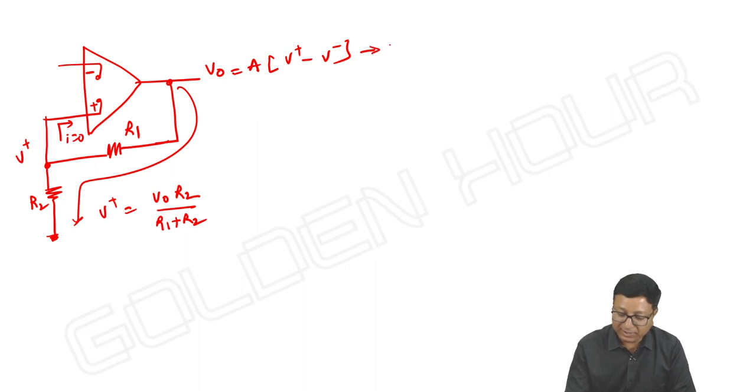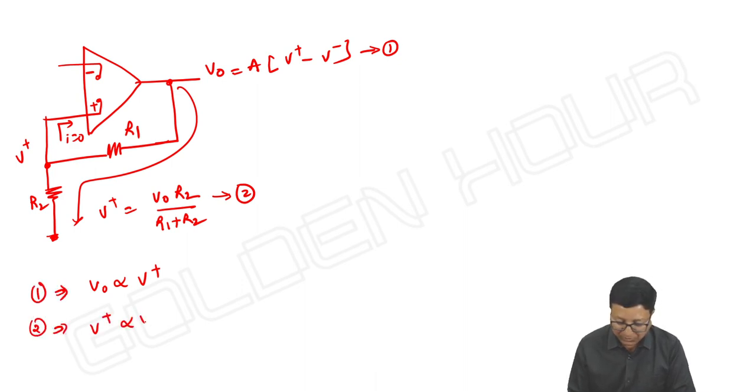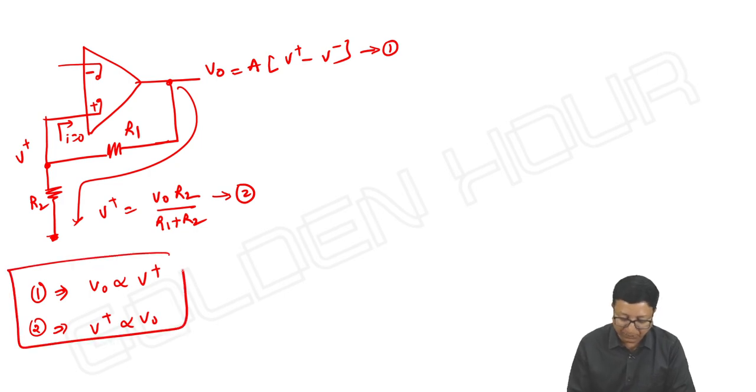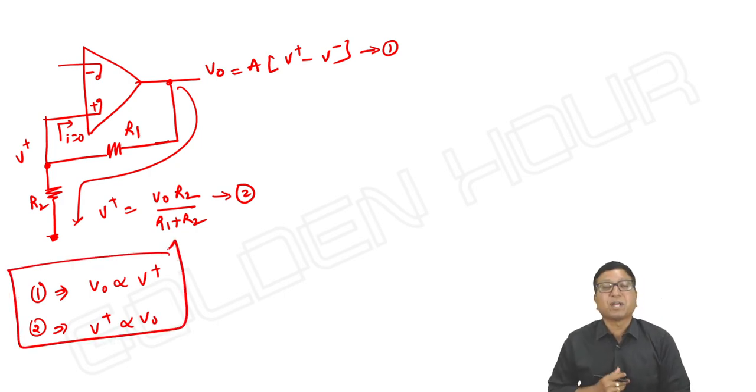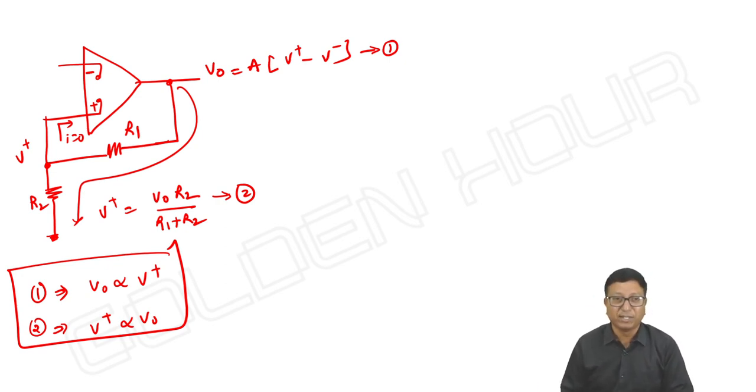So let me take this as equation 1 and this as equation 2. Here what happens? V output is proportional to V plus from 1. Again from 2, V plus is proportional to V output. Here both are proportional to each other. V output depends on V plus and V plus depends on V output. Both are directly proportional. So how is it influencing the system's behavior?